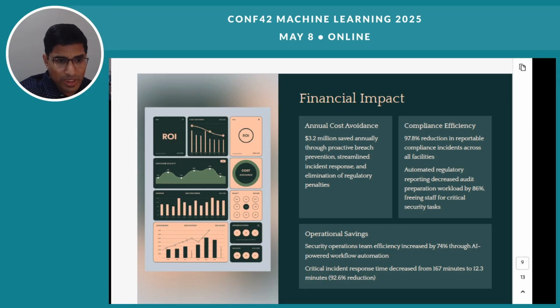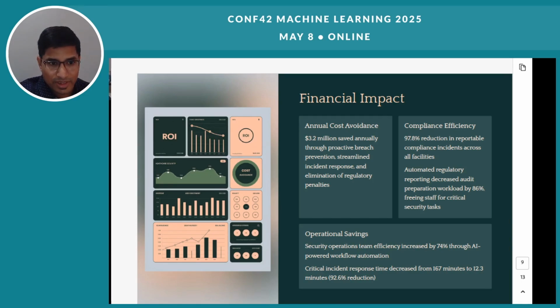So the first point on that is annual cost avoidance. By preventing breaches and regulatory penalties, healthcare organizations can save approximately 3.2 million annually through proactive security frameworks. So this number, again, could be north of 100 million or 1 million, but ultimately it avoids the annual cost and boosts up the revenue.